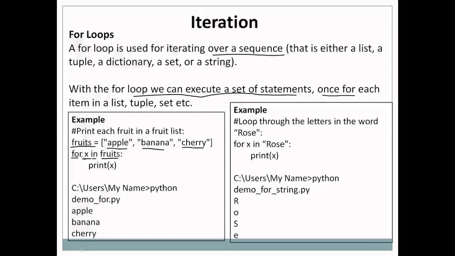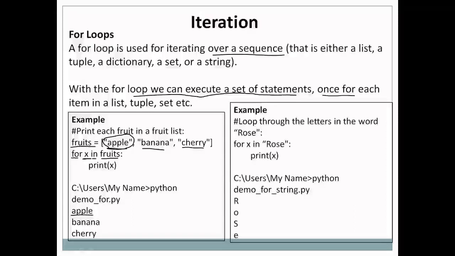The example here is for x in fruits. Fruits, as I said, consists of three different values. When the for loop is executed for the first time, x will be assigned the first value from fruits, so initially x will have the value apple. Inside the for loop, we are simply printing the value of x. So when we print x, it will print apple. You can see the output is given here.